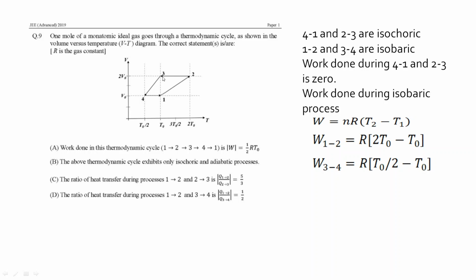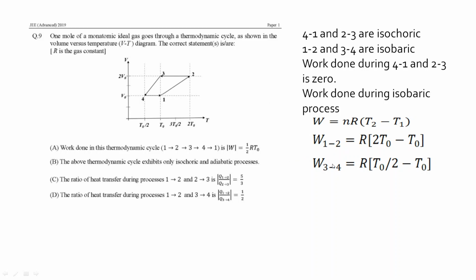And in the process 3 to 4, you see that the initial volume was 2 V naught and the final volume is V naught. So the volume decreases. So we understand that work is done on the system, and we get here the work done to be negative. So this is in accordance with what we have learned.